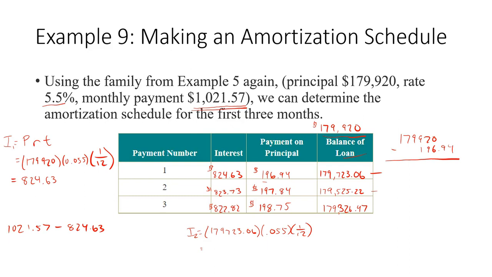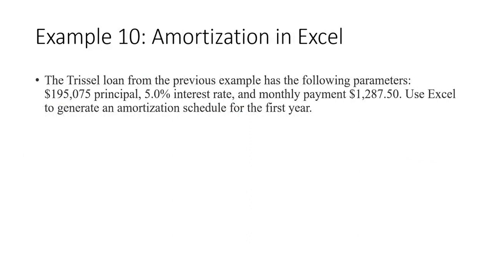So this is a little bit of a complicated process to do by hand, but it is possible to do this in Excel. So we're going to take the Tristle loan from the previous example with these following parameters: $195,075 principal, a 5% interest rate, and a monthly payment of $1,287.50. And I'm going to use Excel to show you how to generate an amortization schedule for the first year. So I'm going to pause just a moment and switch over to Excel.